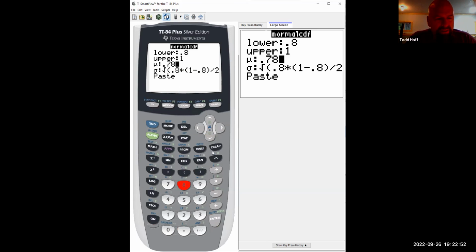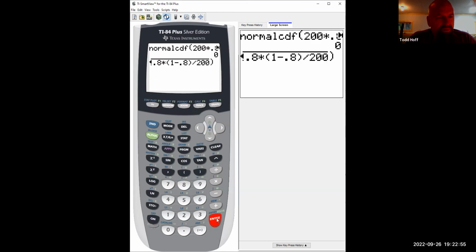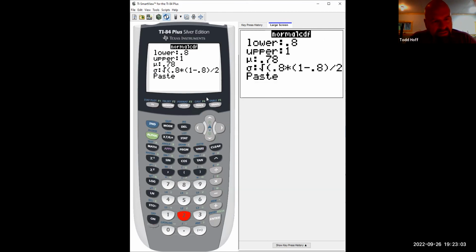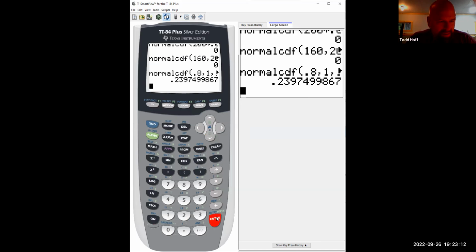Put in 0.78 here. And then we'll do the paste. And now we'll still get 0. Oops, what happened there? Something did not overwrite. There we go. Sorry, there it overwrote. So we get the 0.2397. So that is what we were looking for there. So what I needed to enter was the actual percentages or the proportions. So I want to know the probability of more than 80%. That's the 0.8.